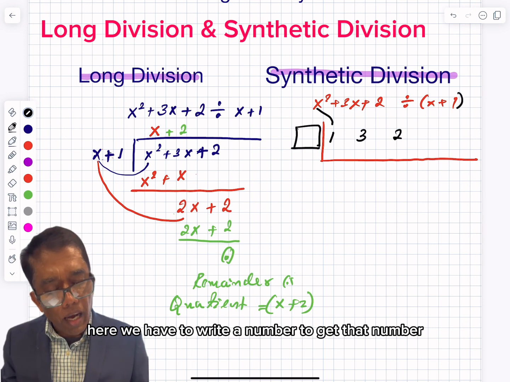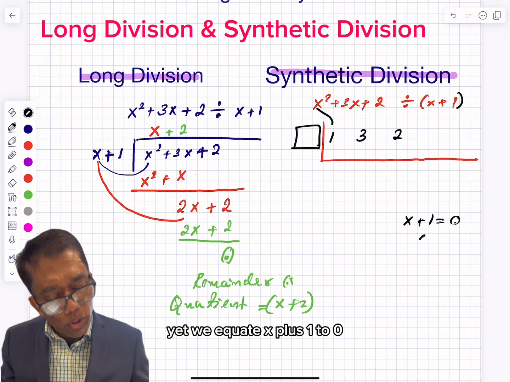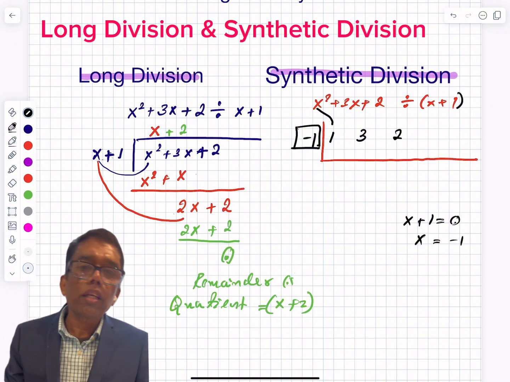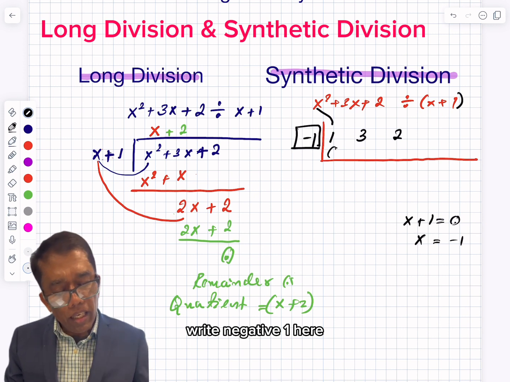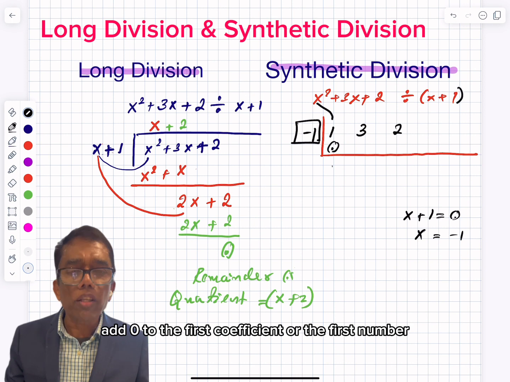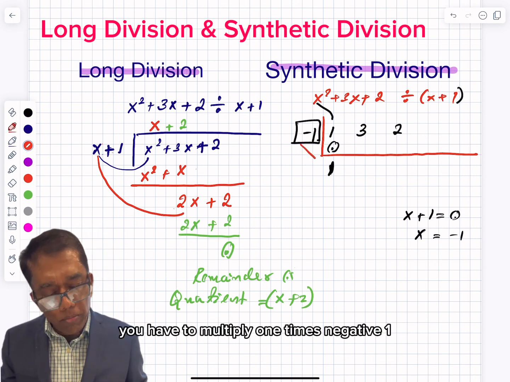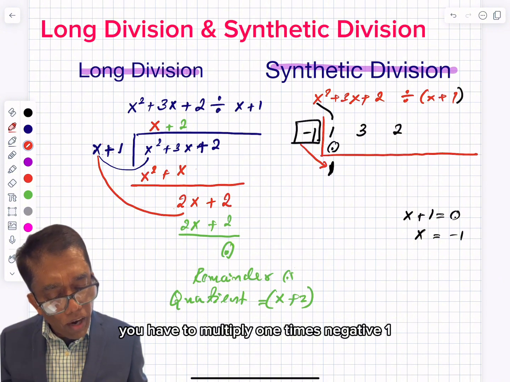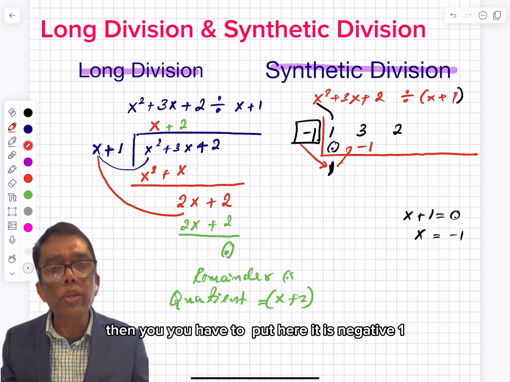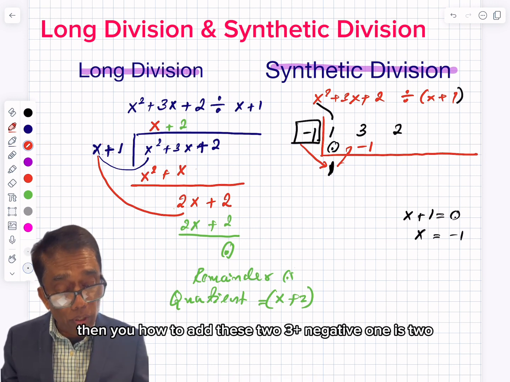Here we have to write a number. To get that number, we have to equate x plus 1 to 0. What is it? x is equal to negative 1. Write negative 1 here. Add 0 to the first coefficient, the first number, it is 1. Now you have to multiply 1 times negative 1. Then you have to put here, it is negative 1. Then you have to add these two. 3 plus negative 1 is 2.